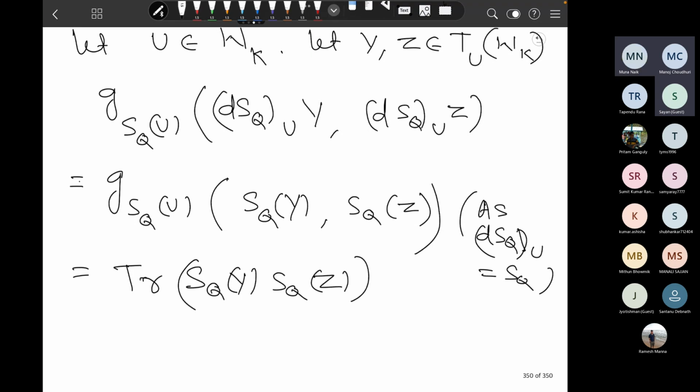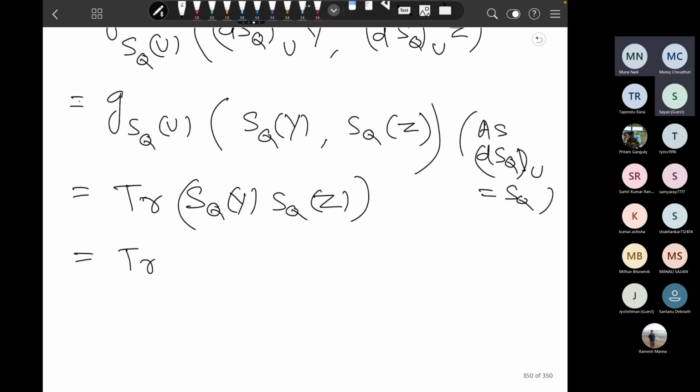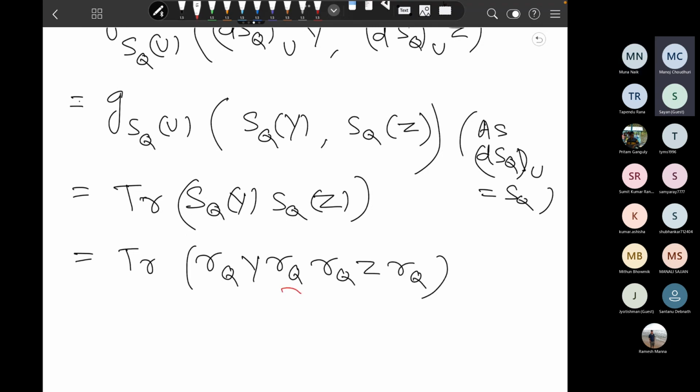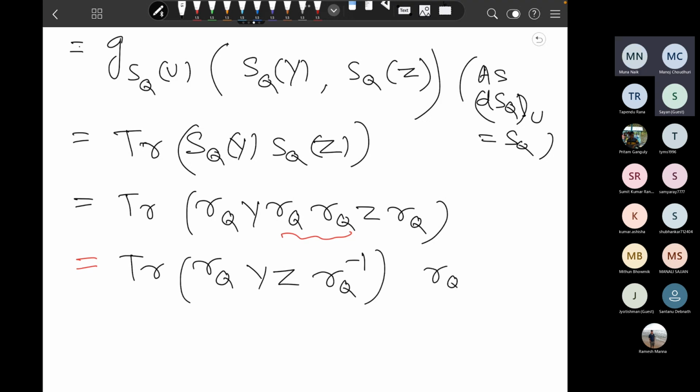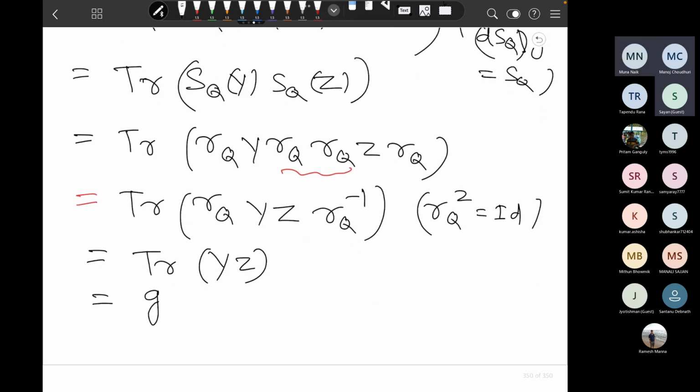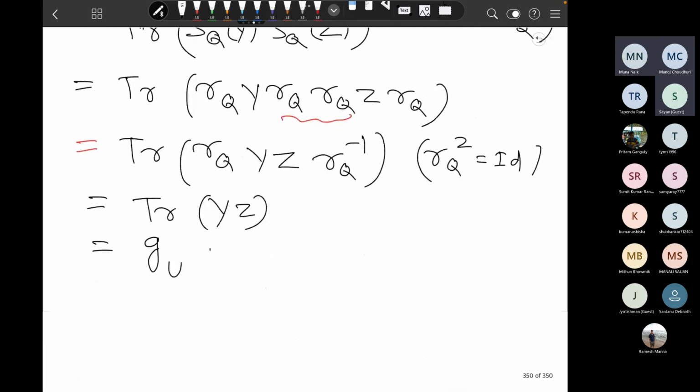So this is really what? It's trace of SQ of y, which is RQ y RQ, and SQ z is RQ z RQ. Okay, so RQ squared is identity. You use that fact, and RQ is really RQ inverse. I am using the fact RQ squared is equal to identity here. So this is really trace of yz, which is the same thing as g of u yz.